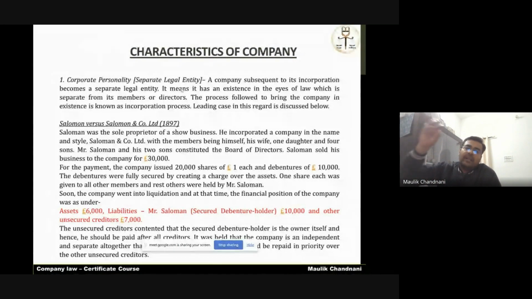The company will be established through a legal procedure of incorporation. And until the time the company is wound up, by following the legal procedure of winding up, the company will be a separate legal entity. Now, what is a separate legal entity? It will have its own contractual capacity. It can hold the assets in its own name. It can be held liable in its own name, separate from its members, that is shareholders, separate from its directors, that is the managing committee of the company.